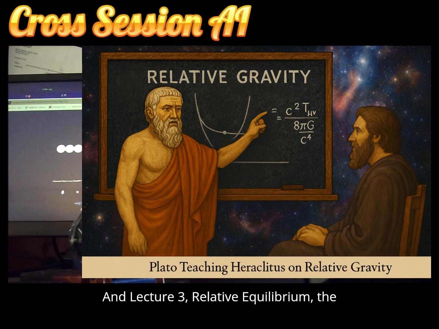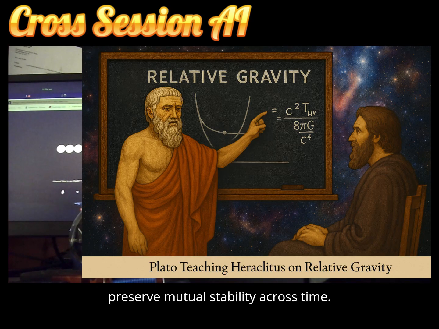Lecture 3, Relative Equilibrium, the balance that binds the cosmos. In this session, we study a law that transcends gravity, mass, and even distance. It is not a constant, it is a relationship. The formula of balance, M1 D1 over 2 equals M2 D2. This is relative equilibrium. It states that the relationship between two masses, M1 and M2, across distances, D1 and D2, must satisfy a mutual proportional resonance. It is not a force equation, it is a condition of harmony. This equilibrium is not enforced by push or pull. It is emergent, arising when entities naturally adjust to preserve mutual stability across time.